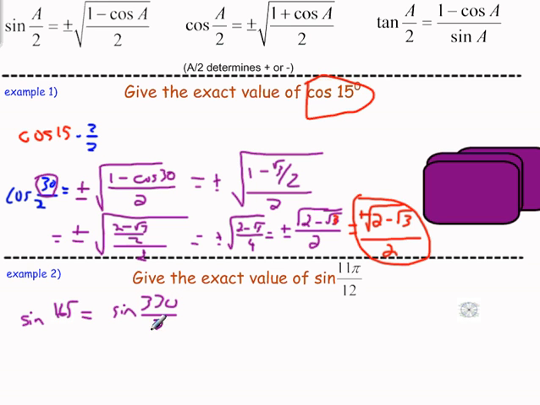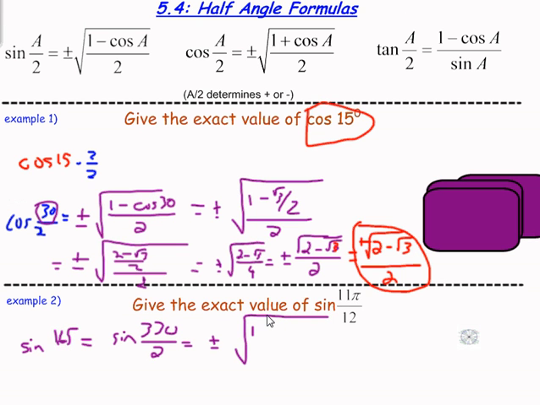330 is on the unit circle, so we're going to have plus or minus the square root of 1, oops, that should have been a plus. I messed that equation up. 1 minus the cosine of A. So the cosine of 330 should be negative root 3 over 2. Or sorry, positive root 3 over 2.